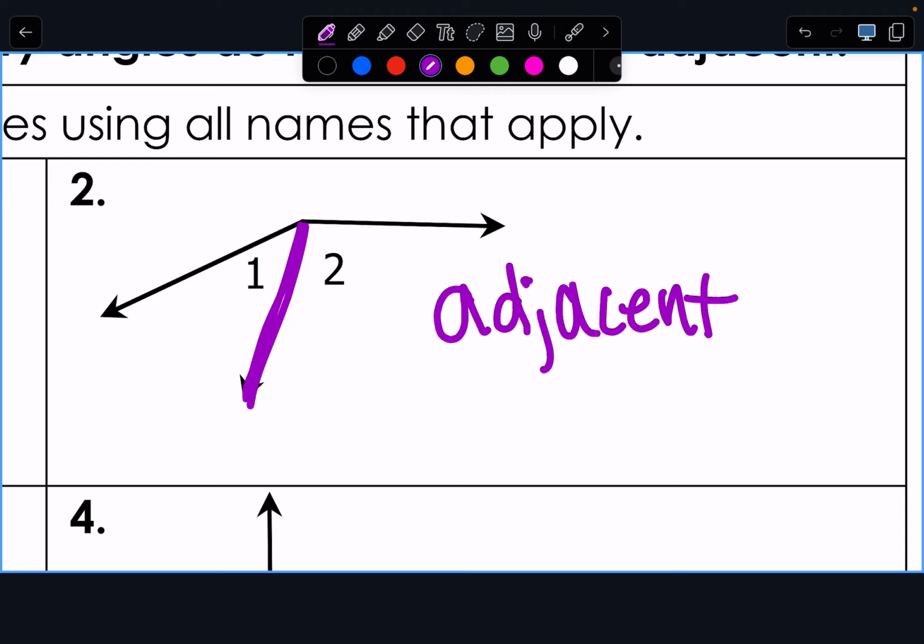Do these two share a side? Yeah, these are adjacent. Now, I have some people sometimes think that these two are supplementary. And my question to you, do these two make a straight line? No, they do not. So these are not supplementary because these two do not add to 180. Okay?